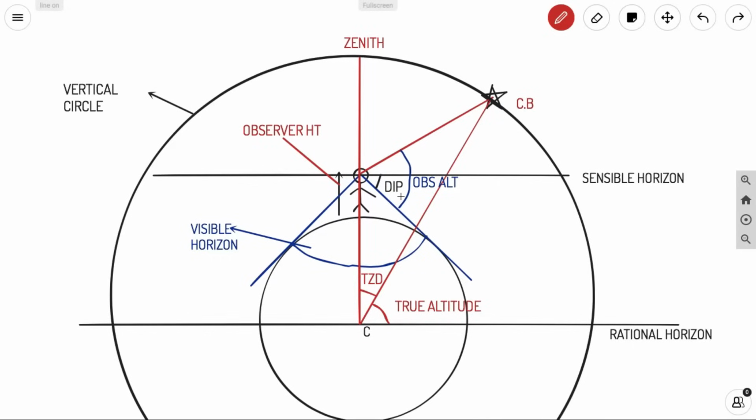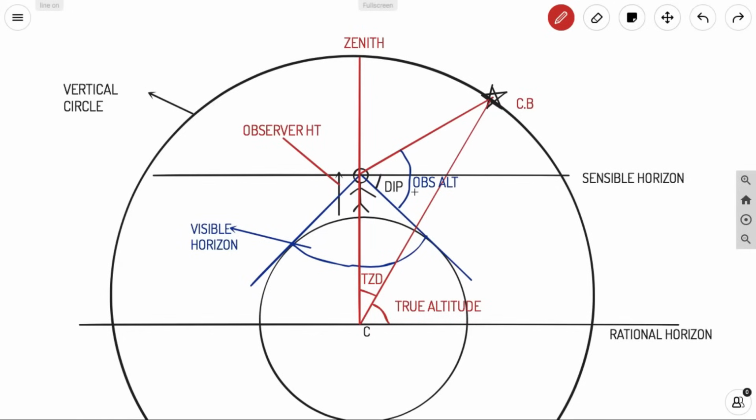Next factor is dip. So what is dip? Dip will be your arc of vertical circle contained between your sensible horizon and visible horizon. That is called as your dip. That is due to your observer's height. That is a function of height. Larger the observer height, larger the dip will be. That is obtained from your nautical almanac table initial pages.